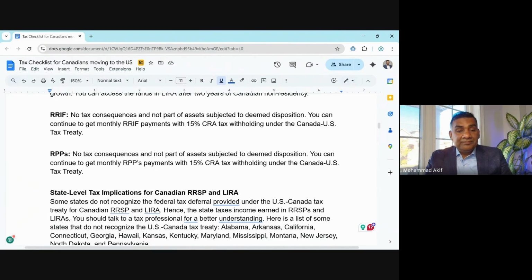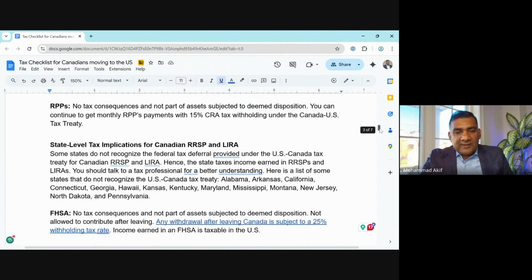U.S.-Canada tax treaty. So RPPs, the same thing, again, covered by the U.S. tax treaty, no disposition, no tax on the U.S. side, federally. State is the exception. So now let's talk about the states, which is a great part. Again, certain states do not recognize treaties, so that means they will tax you on the earnings, any income in that account, which means any dividends, interest, capital gains that you might get in that account, right? So if you're getting that money in that account, the states are taxing you.